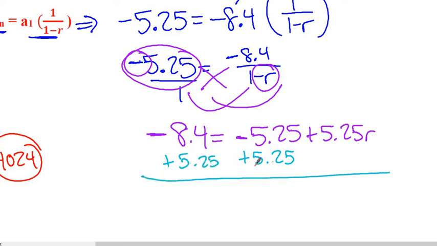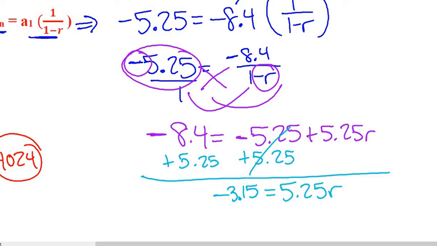And what do we get when we do this? This goes away. We get 5.25r, and that is going to be equal to negative 3.15, which is what the other side comes out to be. At this point, if we had done this using fractions, it would probably be easier to do it by hand, but you may as well just use a calculator for that.